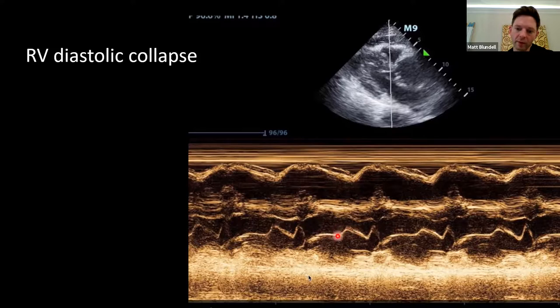So the E wave corresponds to early diastole. So you're looking for the beginning of diastole, and you're looking for this RV collapse here. So you can see when it collapses at the beginning of diastole. So this is again confirming right ventricular diastolic collapse. And it also gives you a nice picture to see how much of the cycle of diastolic collapse you're going through.